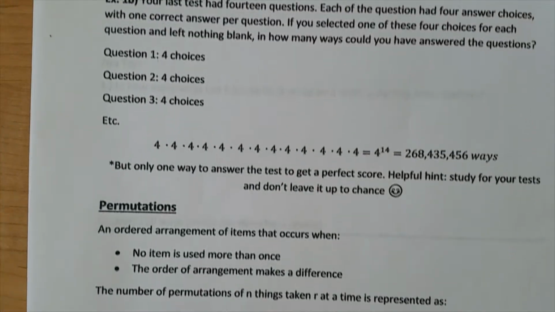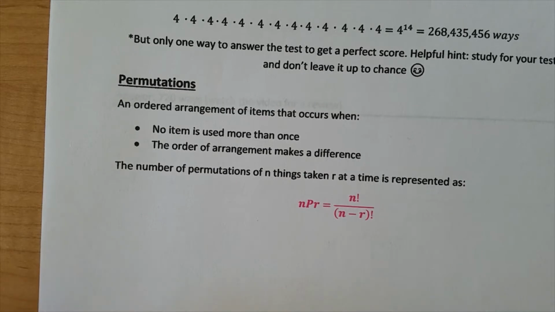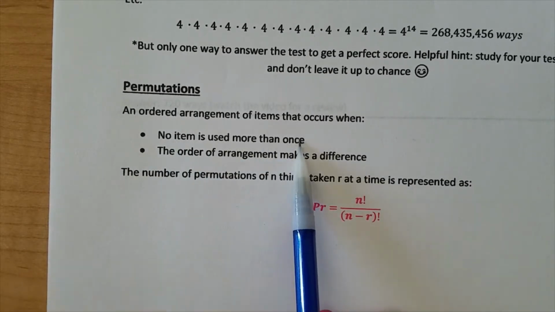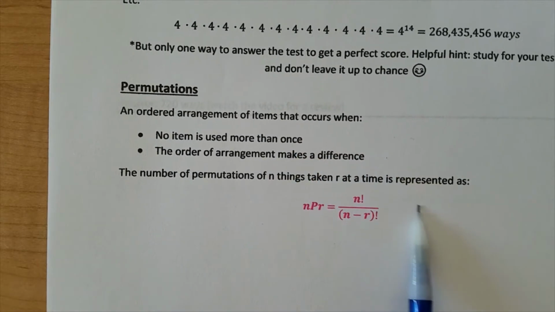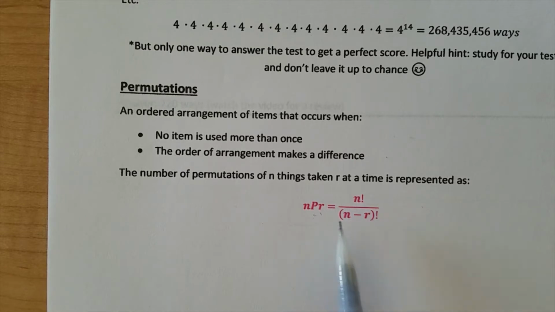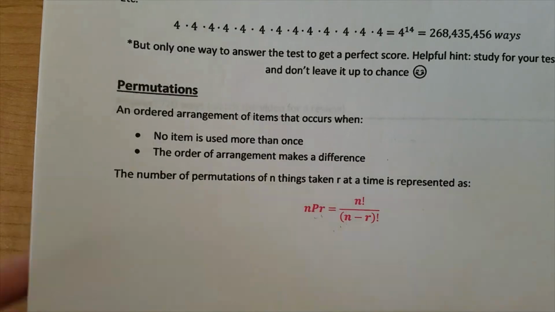Now when we look at permutations. A permutation is an ordered arrangement of items that occurs when no item is used more than once, there's no replication. The order of arrangement makes a difference. Here's your handy dandy formula. I'm sure that you all realize you have a key in your calculator to calculate this, which is fine and dandy. Please use that to check your work. But again, I want to see your actual work with your factorials on your homework and on your test.